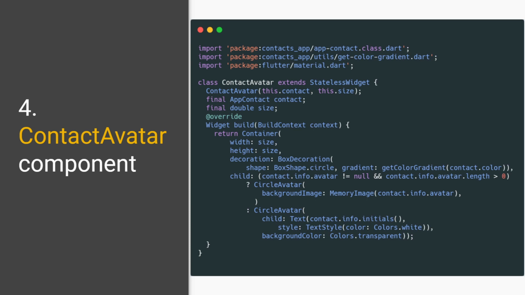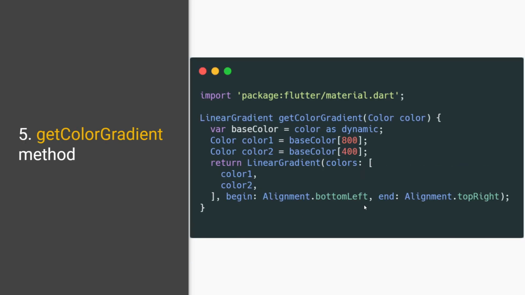The fourth thing that we have changed is we have created, or actually moved, the contact avatar component. So the avatar that we see on the list has been moved to its own stateless widget. The fifth thing that changed is the get color gradient method. So this has also been moved to its own file, which is in the utils folder. So just to keep everything clean and tidy.